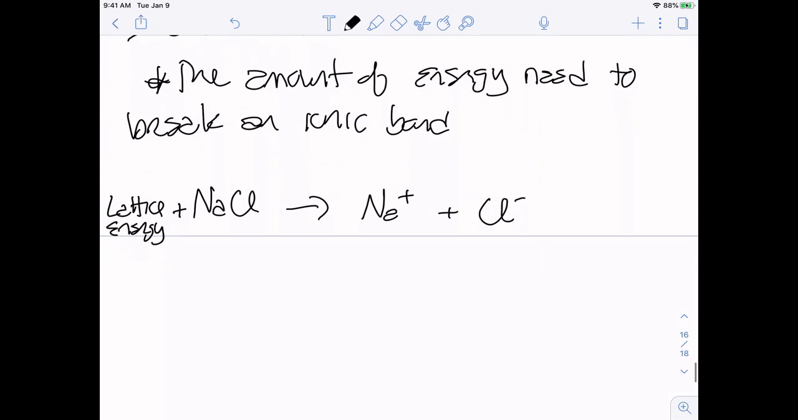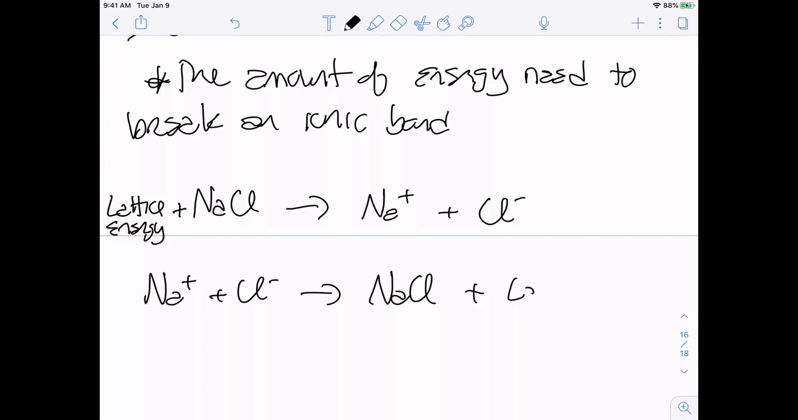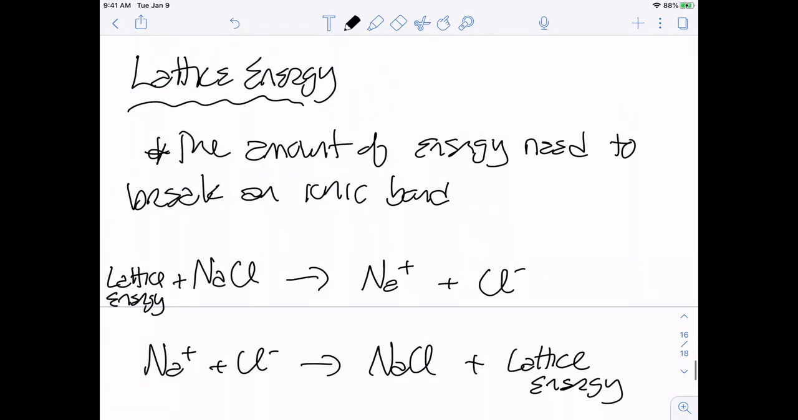Of course, we can then put the arrow in the other direction, right? It's going to be the amount of energy released when we form that ionic bond. So if it's positive in the forward direction, we think about it as the amount of energy that we need. But if we turn that arrow around, it's the same amount of energy, but we're releasing it when we're forming that bond.